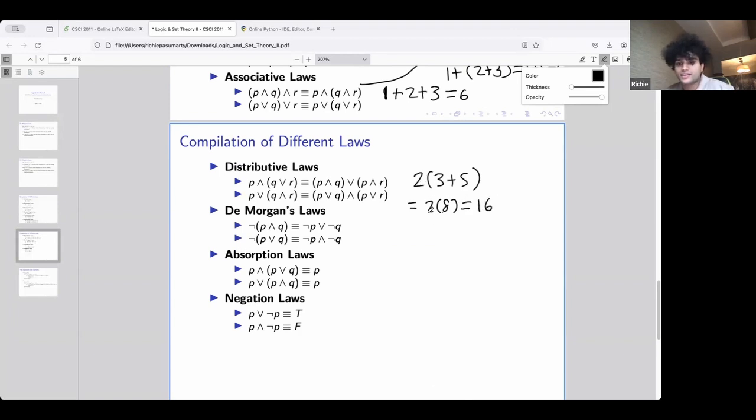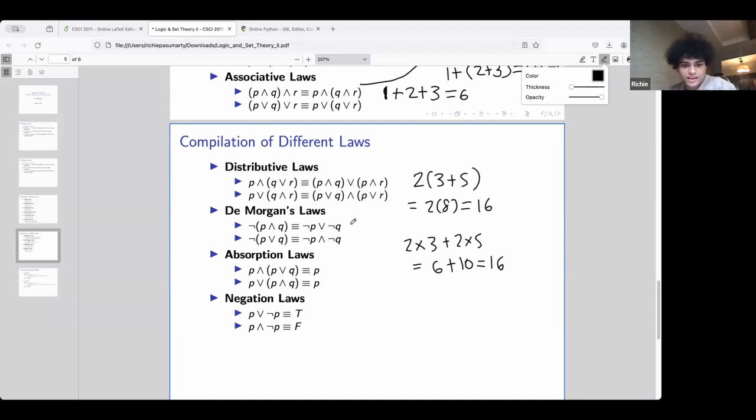Or I can do this distribution: 2 times 3 plus 2 times 5, and that's going to be equal to 6 plus 10. And I do get my same answer, 16. So if you see, the distributive law with statements is kind of like this distributive law. P and (Q or R) is the same as doing (P and Q) or (P and R). And the same law works in the other way.